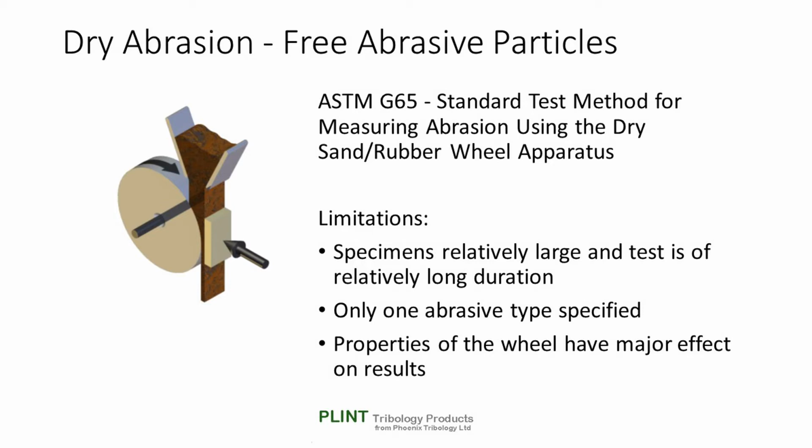There are several limitations to the standard, and these are that the specimens are relatively large and the test is of relatively long duration, requiring perhaps 3 to 4 kilograms of abradant per test. The standard only specifies one abrasive type, Ottawa sand, which is not realistic for many applications and not necessarily suitable for testing very hard materials. The properties of the wheel rubber have a major effect on the results.